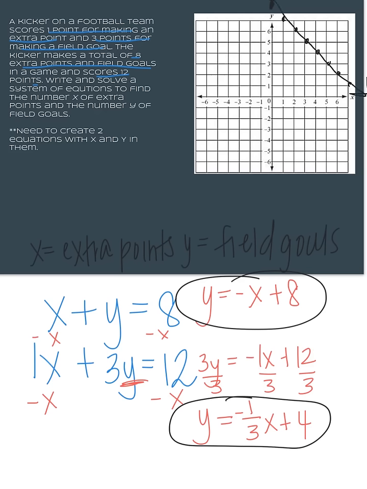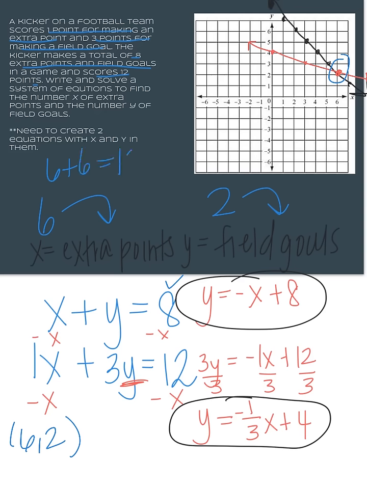Now, as I'm thinking about this problem, I know my answers should both be positive because there's no way I can score a negative amount of points. So my ordered pair should be somewhere over here. The next one I'm going to do is y equals negative 1/3 x plus 4. So I'm going to start at 4, down 1 over 3, down 1 over 3. And as you can see, my line did intersect right here at 6, 2. If I think about this, I score 6 extra points and 2 field goals. So let's think. 6 plus 2 does equal 8. 6 times 1 is 6 points, plus 3 times 2 is 6, and that equals 12. So that definitely works out. My final answer is 6, 2.